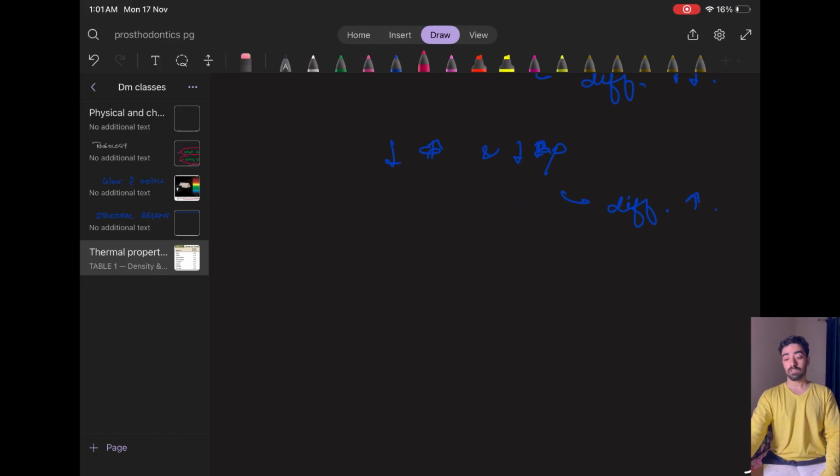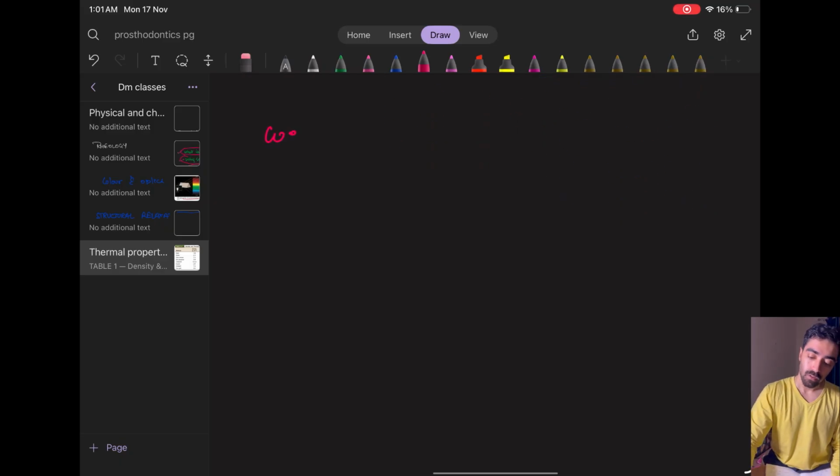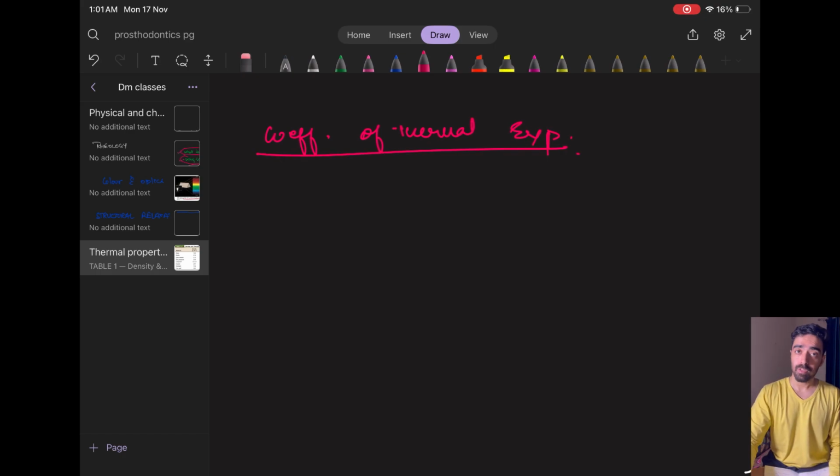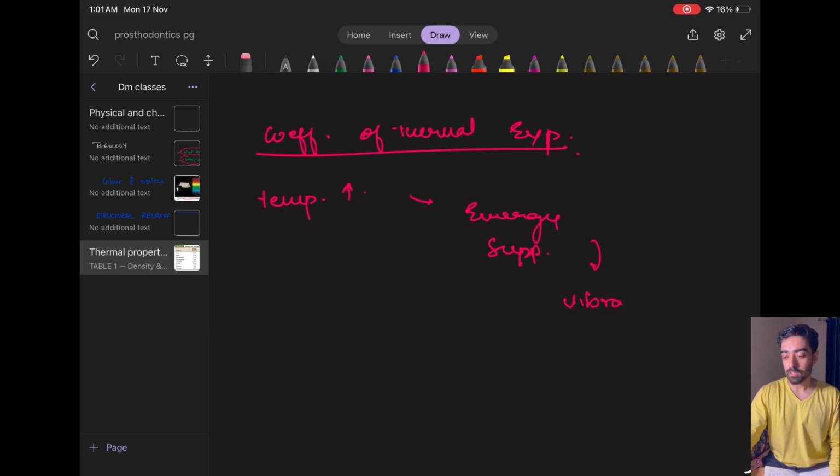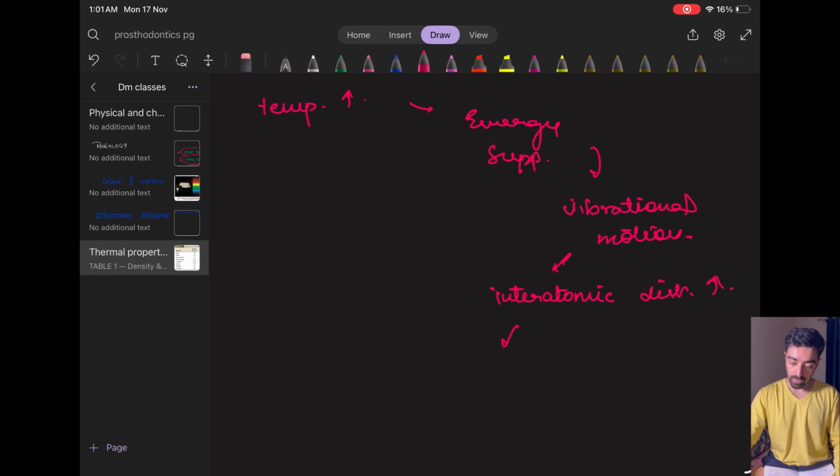So पहले तो हमने ये discuss कर लिया. Now there is another concept known as coefficient of thermal expansion. Let us say we have an object named A. I supply it temperature. मैंने इसे temperature बढ़ाकर दिया, मैंने इसे गर्मी दी, so energy is being supplied, vibrational motion happens, interatomic distance increases because of the vibrational motion, and expansion occurs.